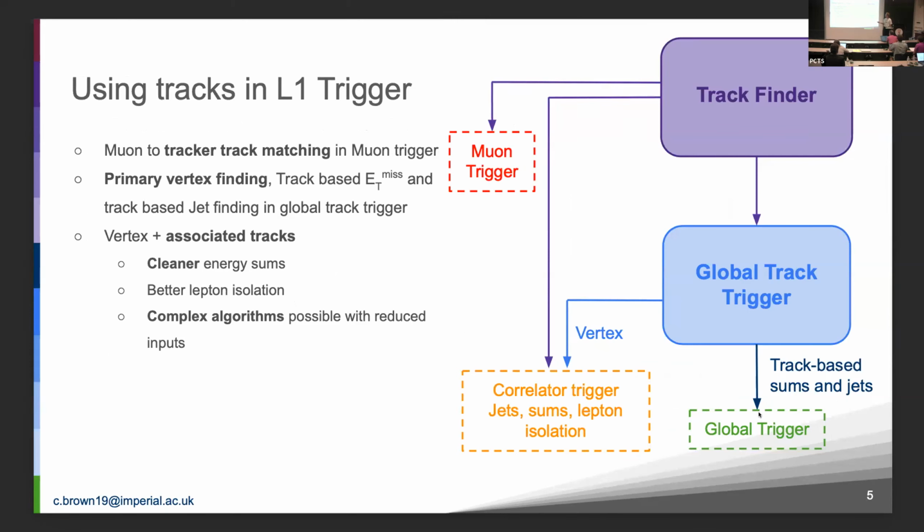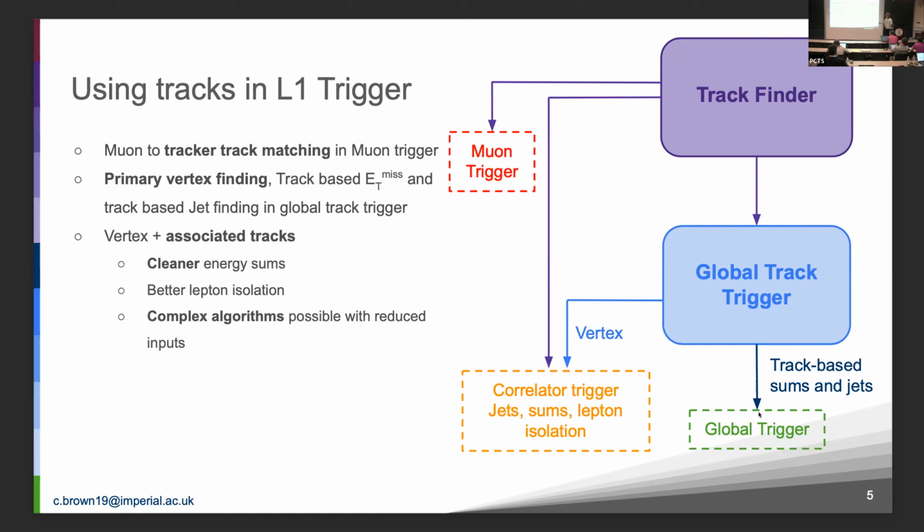So we can do track matching and tracker track matching in the muon trigger to make our lepton isolation for muons better. Within our global track trigger, which does event reconstruction at a global level with tracker tracks, this consists of track-based missing ET and track-based jet finding. And this can be used in our global trigger to compare to our correlator, our calorimeter data.